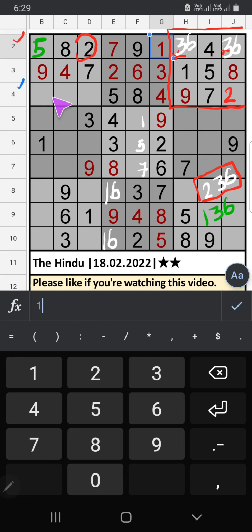Fourth row, 3 numbers are remaining: 1, 3, 6. Column C we have 3 and 6. 3 and 6 can't come in this cell, it will come in any one of the cells. Then only 1 number is remaining, 1 is confirmed here. Column D we have 3, so 3 can't come in this cell, 3 is confirmed here. Then 6 is here.